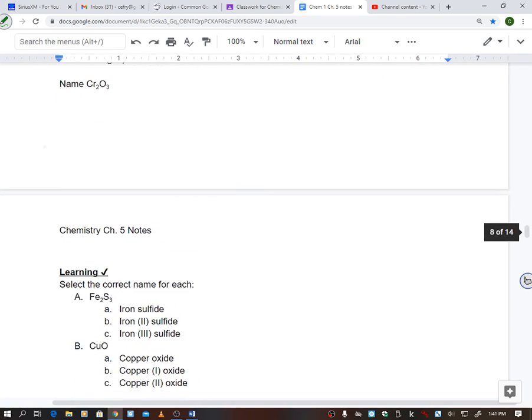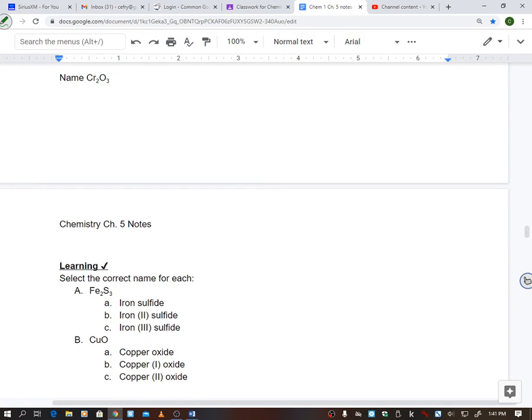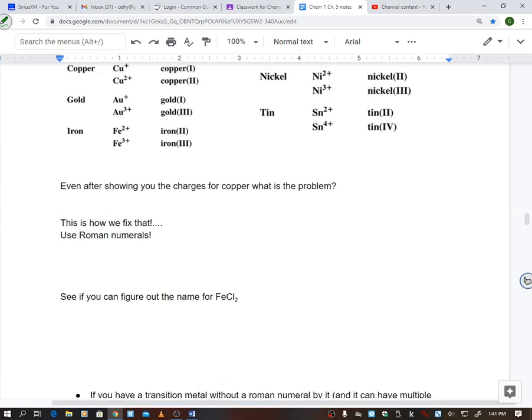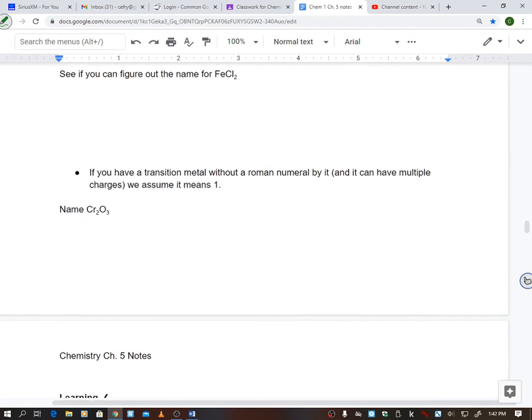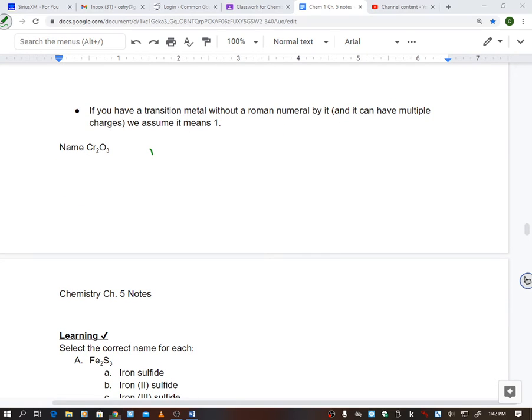All right, so let's name this one. Let's name this guy, because I know chromium. Let's look at this chart again. Chromium can be a +2 or a +3. So I cannot just write chromium oxide, because if I gave you a problem and gave you chromium oxide and I was like, give me the formula for chromium oxide, you wouldn't be able to. You'd be like, I don't know. I'm assuming it's a 1 because you didn't put a Roman numeral, because I can't go into my periodic table and figure out what chromium is.